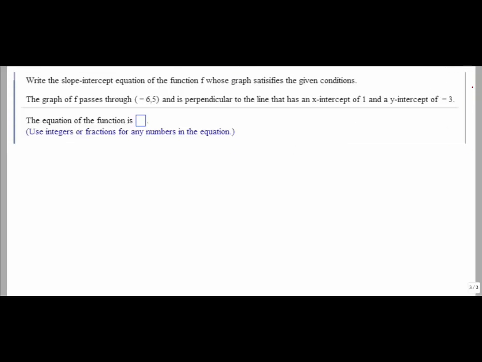Okay, so let's have a look here. It says write the slope-intercept equation of the function. So here, we see this word function. Make sure you include f of x equals in our answer before we're done. Slope-intercept, y equal mx plus b, whose graph satisfies the given conditions. It goes through the point negative 6, 5, and it's perpendicular to the line that has an x-intercept of 1.